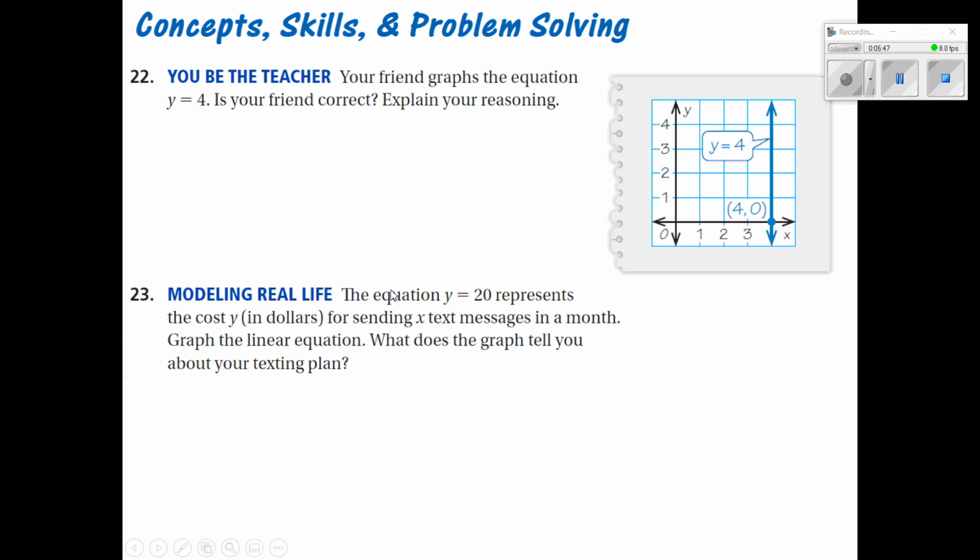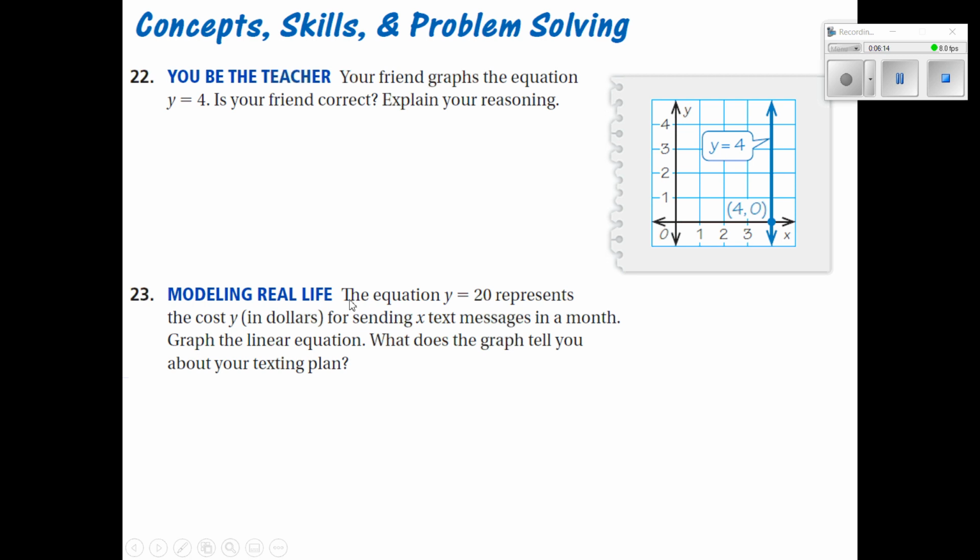22 is 0. 23 says the equation y equals 20 represents the cost y in dollars for spending x text messages in a month. Graph the linear equation. What does the graph tell you about your texting plan? Well, if it's y equals 20, it goes through my origin, it's proportional. And it means that since y equals 20, I'm going to be at 20 all the way across. It means every single month.